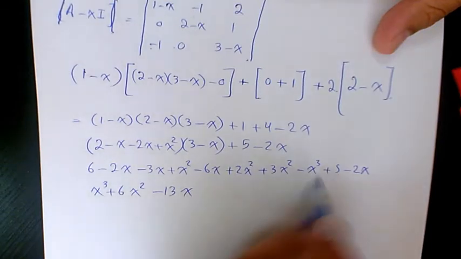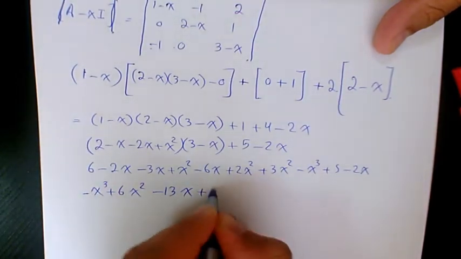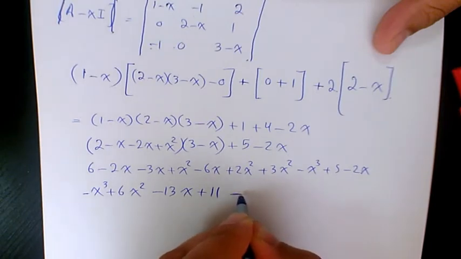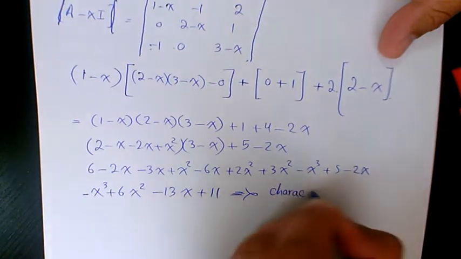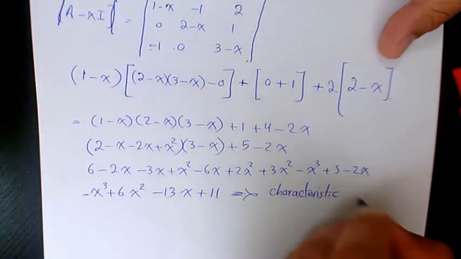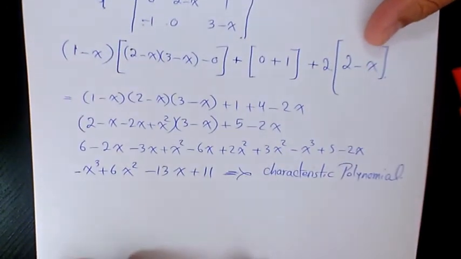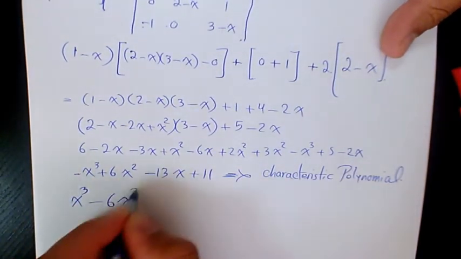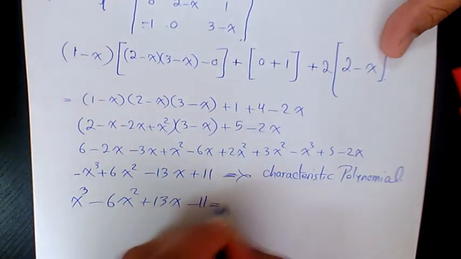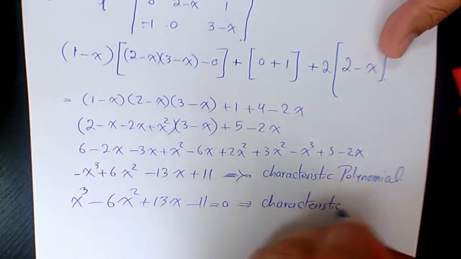And then we had the negative in here, and we have plus 5 and plus 6. So that's basically the characteristic polynomial. If we make it equal to 0, we get the characteristic equation. So we multiply by negative 1 to get rid of the negative. That's now the characteristic equation.